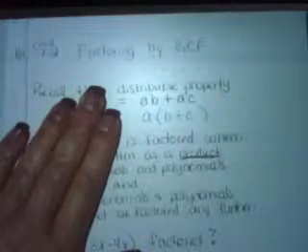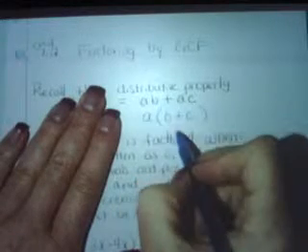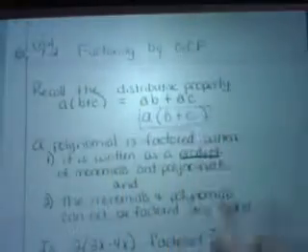Okay? So since I factored out an A, what's that leave me with? That leaves me with B plus C. To check my factorization, does A times B give me AB? Yes. Does A times C give me AC? Yes. So this is factored.